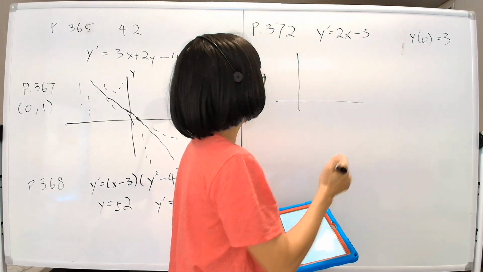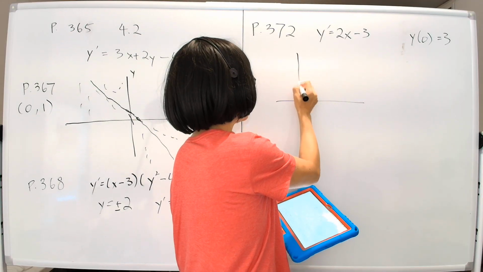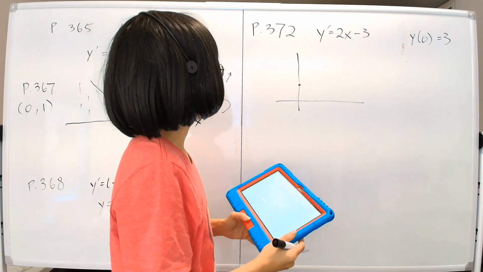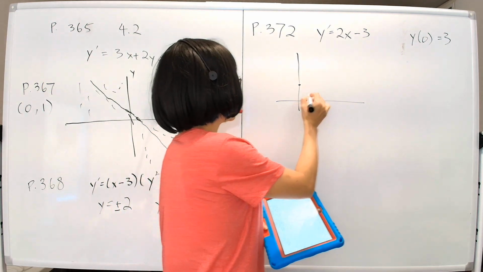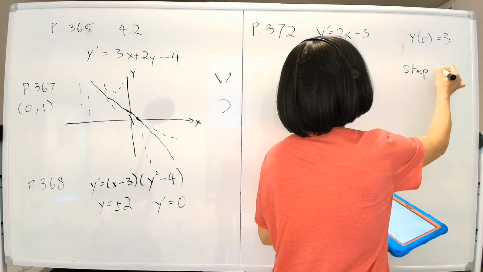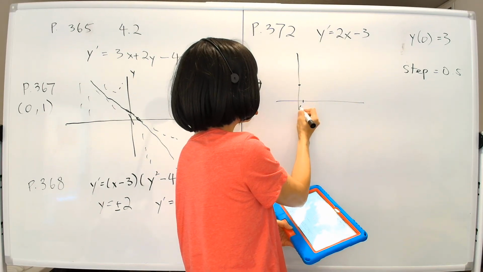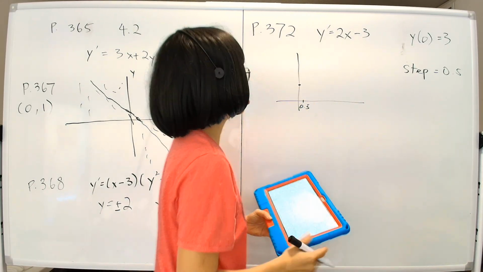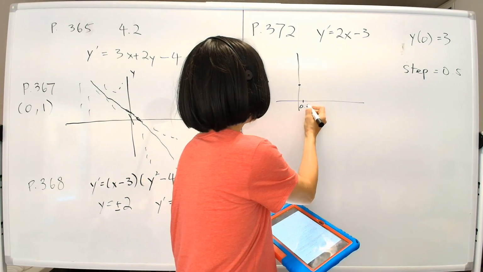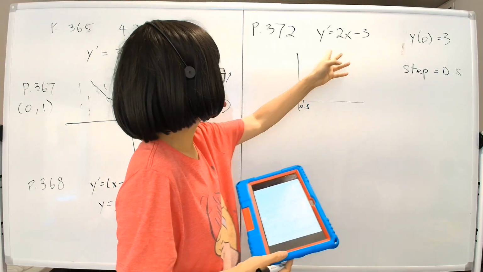So first, when x is 0, y is 3, so we start here. That's our function. The next thing we're going to do is take a step. For now, we'll choose a step size equal to 0.5, which means we're going to move over 0.5. X started at 0, we're going to move over to 0.5 and then figure out what the slope is.